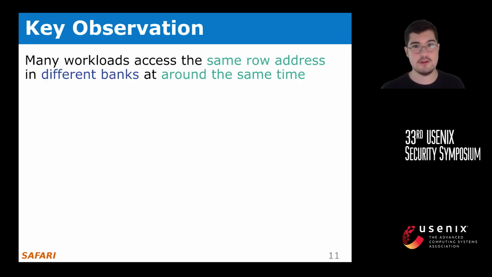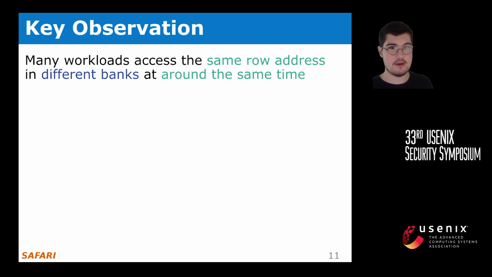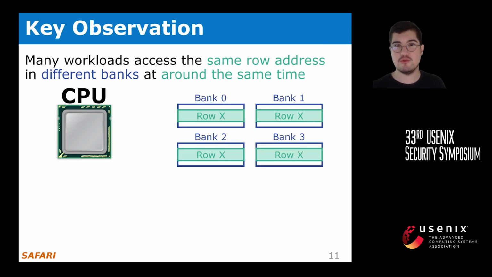ABACuS's key idea, which I will talk about in the next slides, is based on a key observation that we make on how workloads interact with main memory. We will show what we observe over an example. Here's a system with a CPU and 4 DRAM banks. Each DRAM bank has a DRAM row at the same row address, highlighted with the label row X.